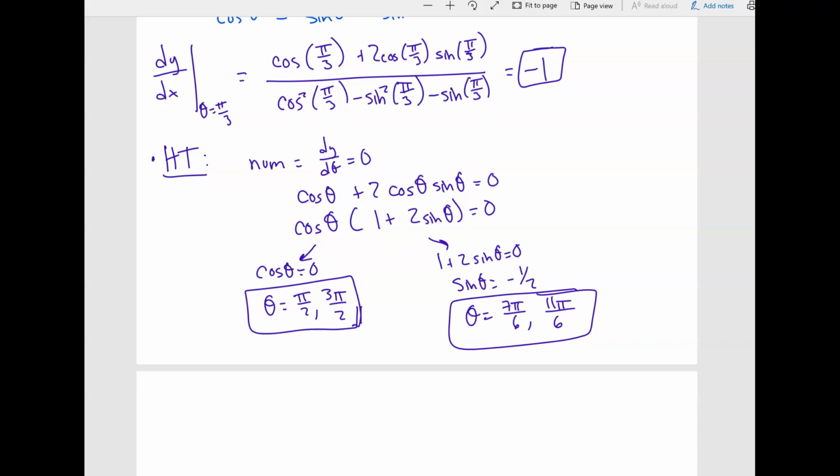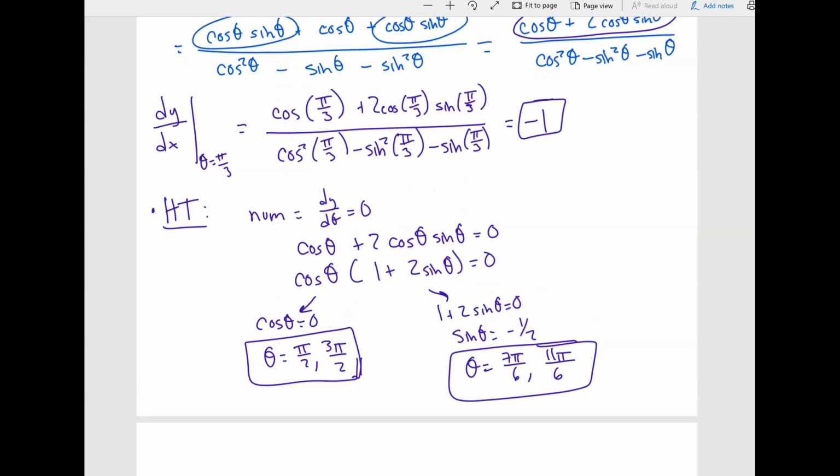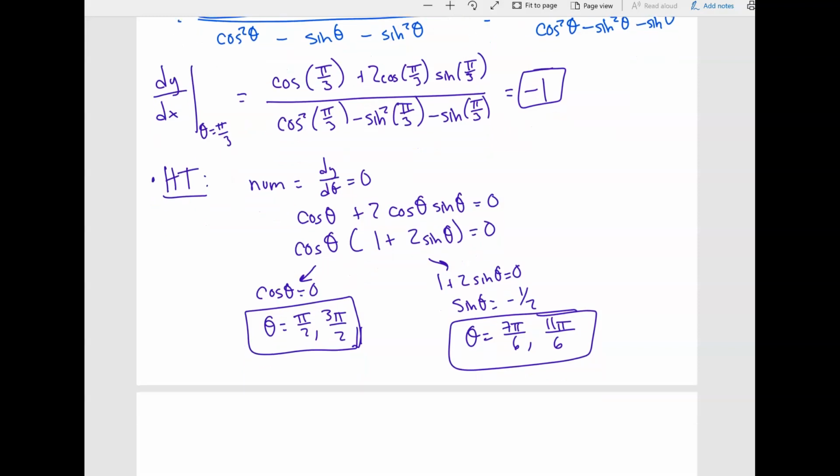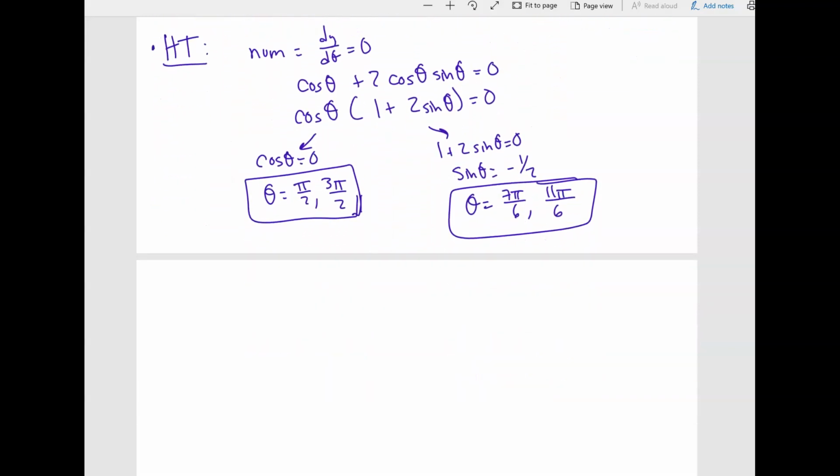Okay, so you have to be very, very good with your trig at this point. And if you don't know where these points are, make sure that you know how to derive the unit circle. So those are my horizontal tangent points, my values of θ. We still got to find r, but let's start out with our vertical tangents now.